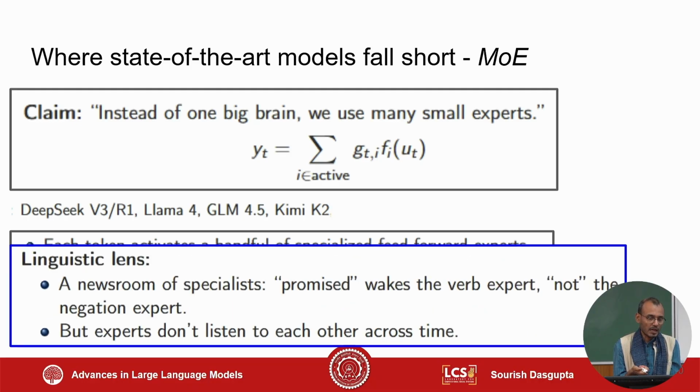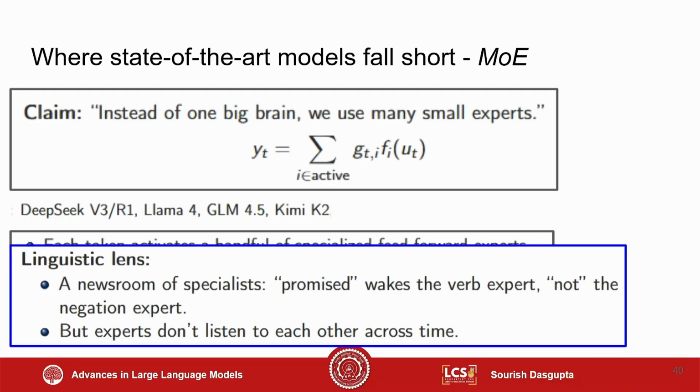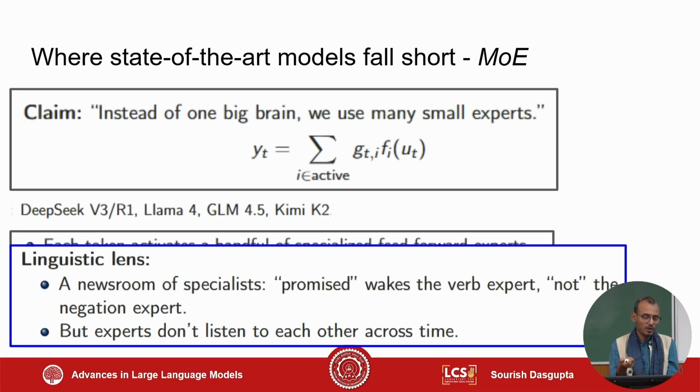It's like a newsroom of specialists: promised, and the word promise wakes the verb expert. Not should wake up the negation expert, but they are independent of each other. These experts are not thinking, oh, this has been activated first, so I should now be thinking in a different way. That doesn't really happen. So the experts don't talk to each other.